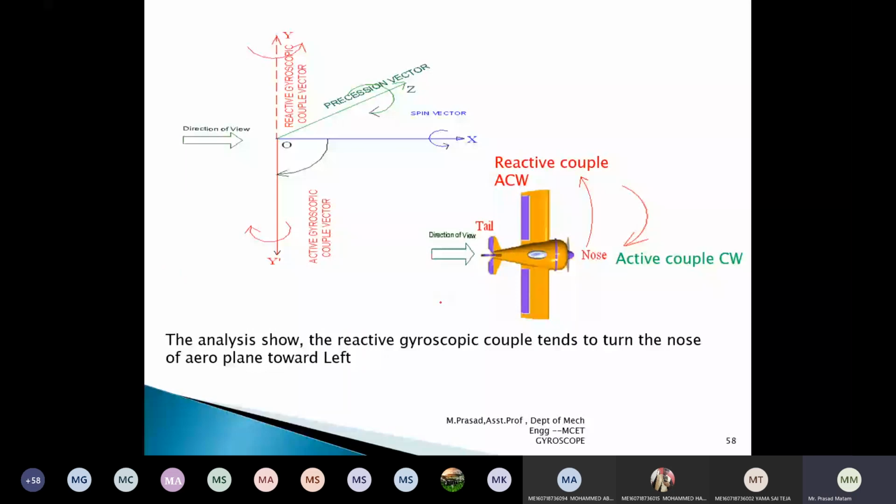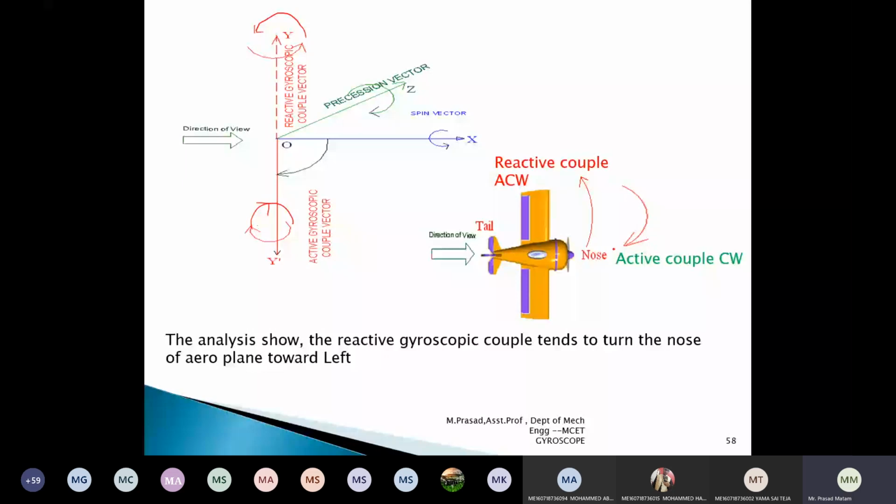So if you see, this is my clockwise motion only. Now this is my anti-clockwise motion. This is rotating like this, anti-clockwise. Reactive couple is rotating in anti-clockwise and active couple is rotating in the clockwise. I have written here. Again, active couple is clockwise. It is coming downwards. Reactive couple in anti-clockwise.